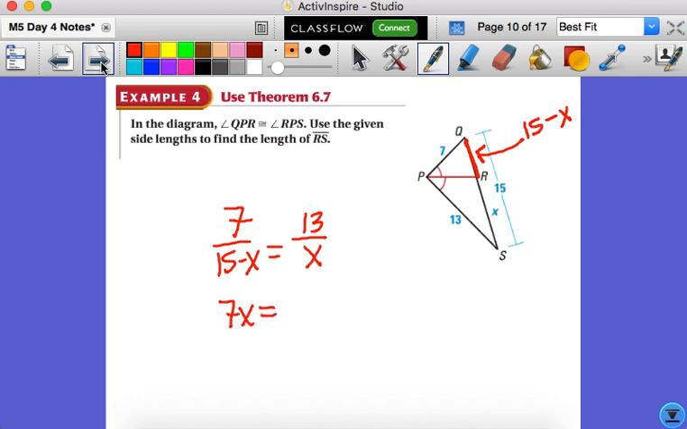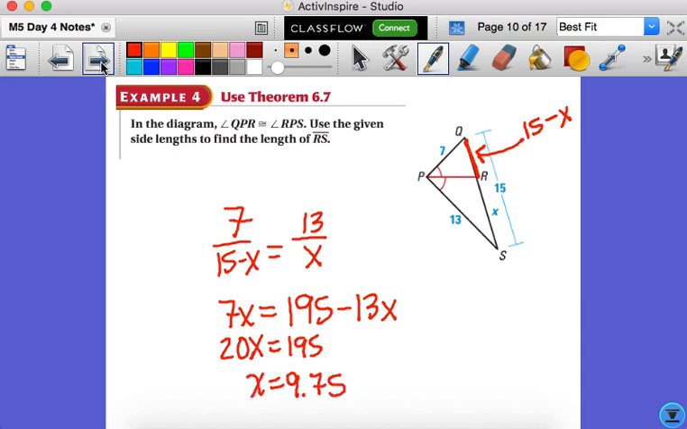We're going to cross multiply. 15 times 13 is going to give me 195. I'm going to subtract, or rather I'm going to add that 13 to the other side. So I have 20x equals 195. And 195 divided by 20 tells me that x is 9.75. And that gives me that missing piece. So I now know that x is equal to 9.75.